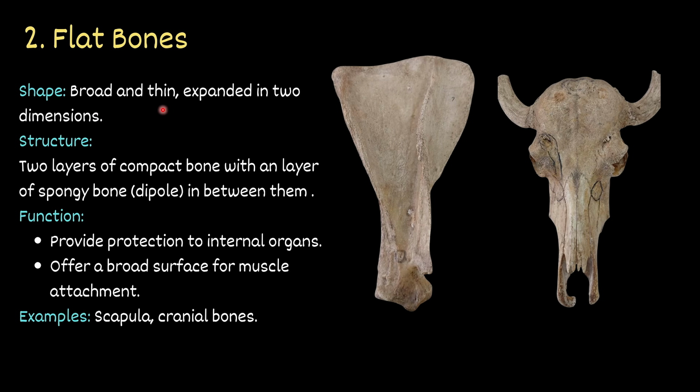Then flat bones. They are broad, thin, expanded in two dimensions. Two layers of compact bone with a layer of spongy bone, diploe, in between them. In the flat bone you will find two layers of compact bone, outer and inner, and in between those two layers you will find a layer of spongy bone that is called diploe. Function: they provide protection to the internal organs and offer a broad surface for muscle attachment, like the scapula and cranial bones.